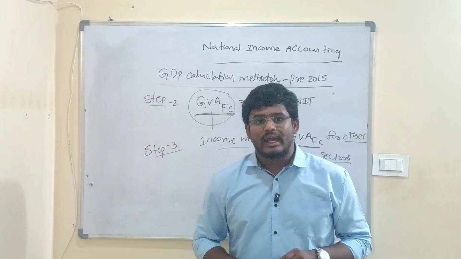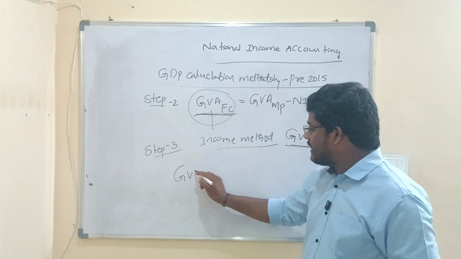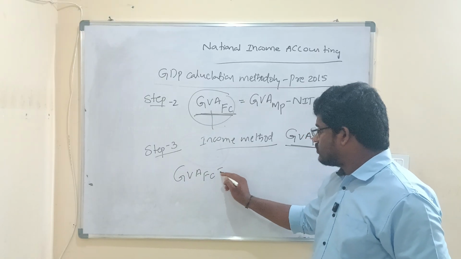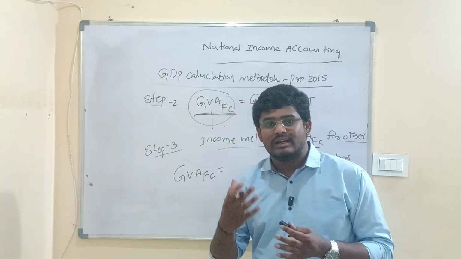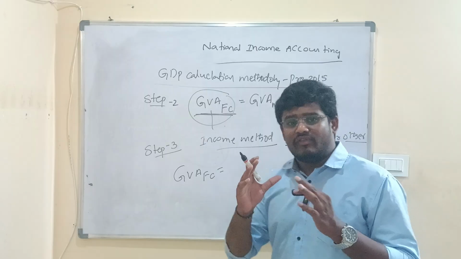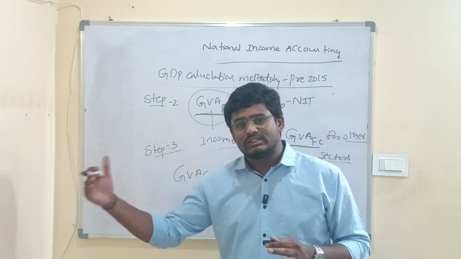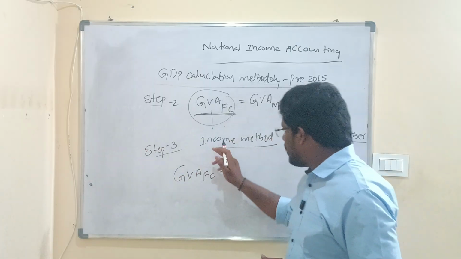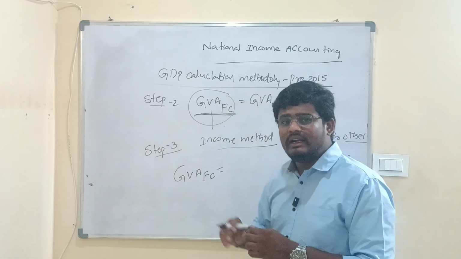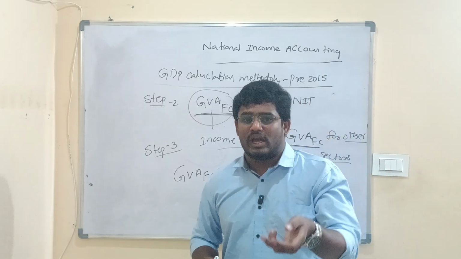Now how are we going to calculate gross value added at factor cost? Whatever value addition is done in production at the firm level, this value, which is in the form of money, is now given to the factor owners in the form of factor incomes. That is where we have discussed that the income method divides the income into 3 categories for GDP calculation.